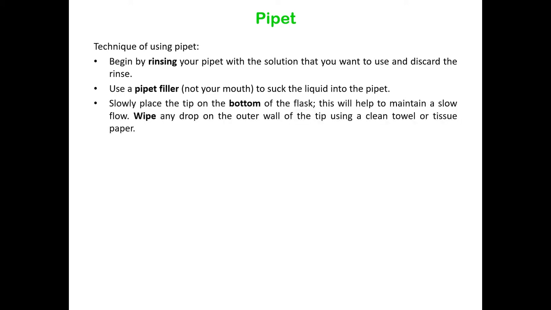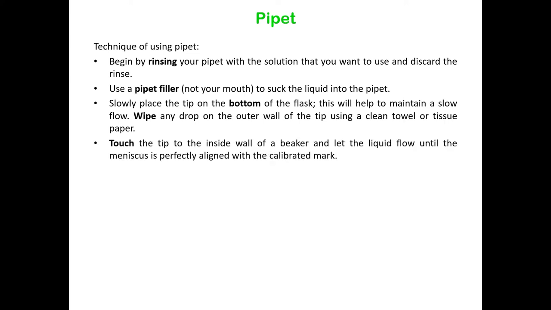Slowly place the tip on the bottom of the flask. This will help to maintain a slow flow. Wipe any drop on the outer wall of the tip using a clean towel or tissue paper. Touch the tip to the inside wall of a beaker and let the liquid flow until the meniscus is perfectly aligned with the calibrated mark.